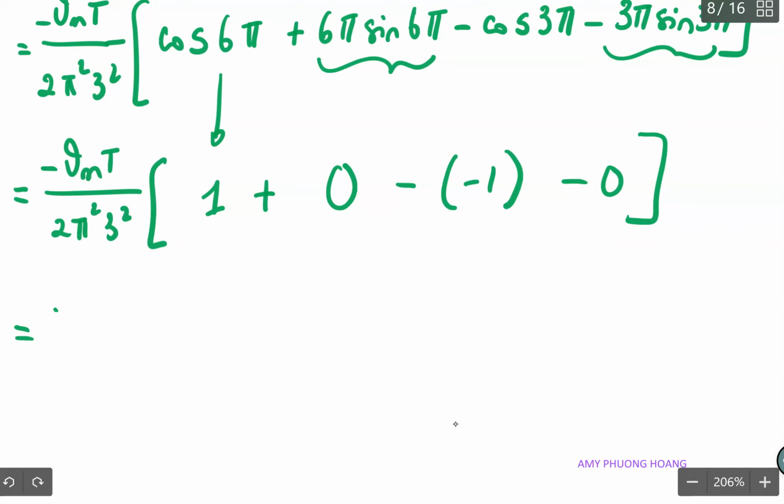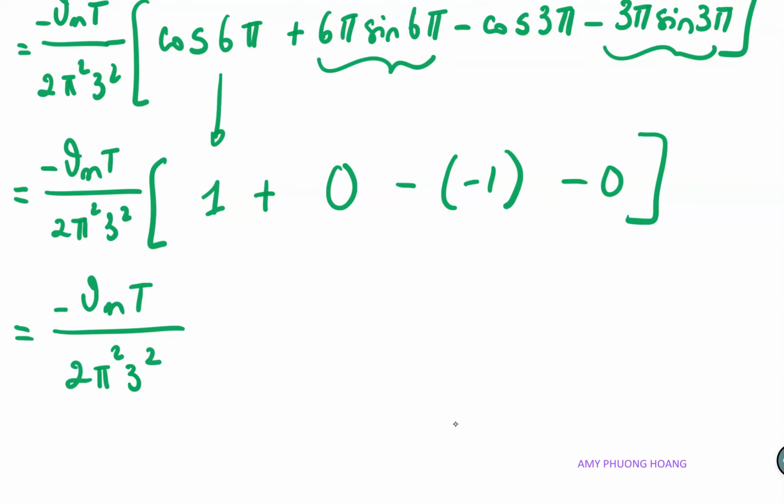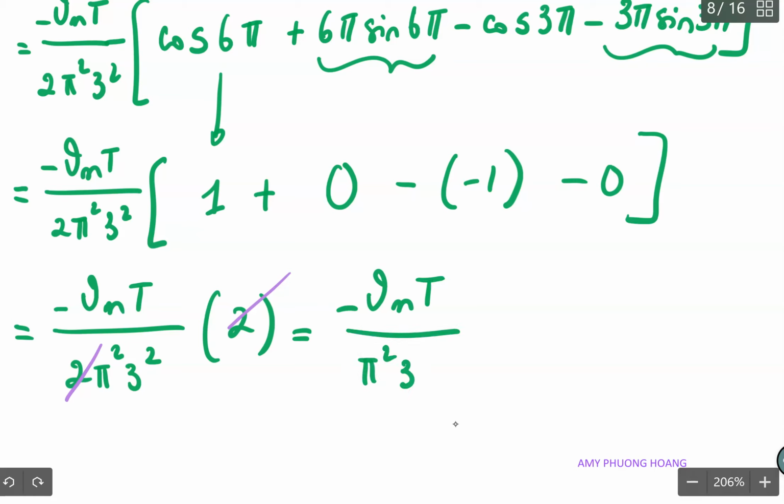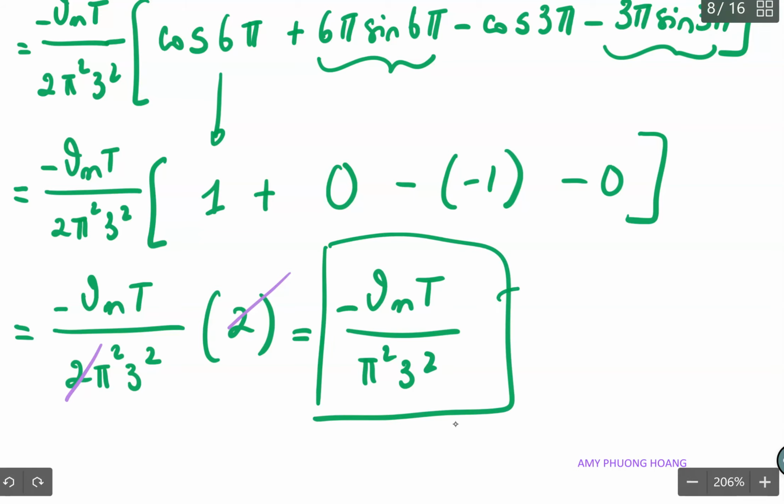So I should have negative V max t over 2 pi square, 3 square, and in here I should have 2, because I should have 1 plus 1 equal to 2. Now cancel out what we can cancel, so the 2 can cancel with this. So I end up with negative V max t over pi square, 3 square. So this is my integral number 2.